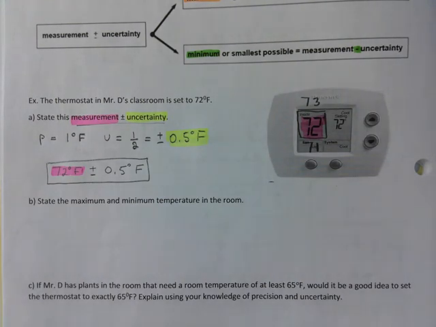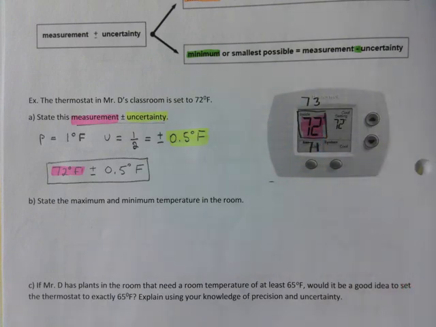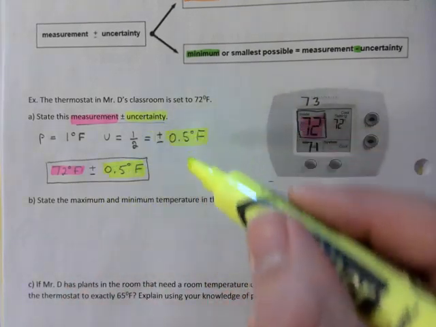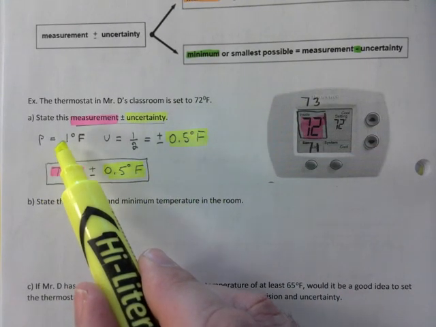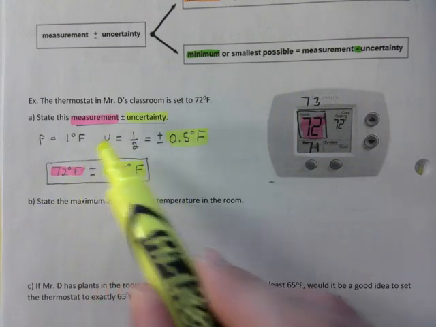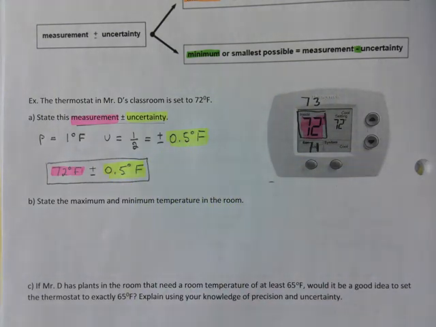Sometimes you have to read it. If you're using a measuring tape, you are the one determining what it is. In this case, you don't have a choice. You just got to go by what the thermostat is showing you. Let's stick with the plan. The uncertainty is there. We figured out the precision, which notice doesn't show up here anymore, but we needed it to figure out the uncertainty, which we can then tack on.